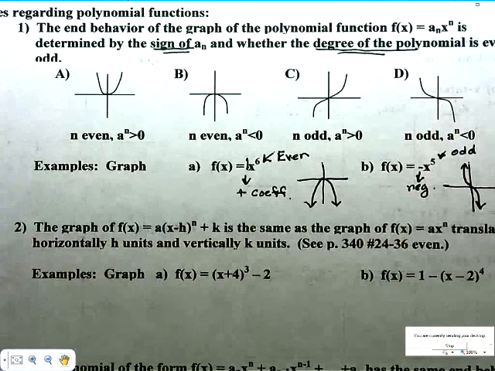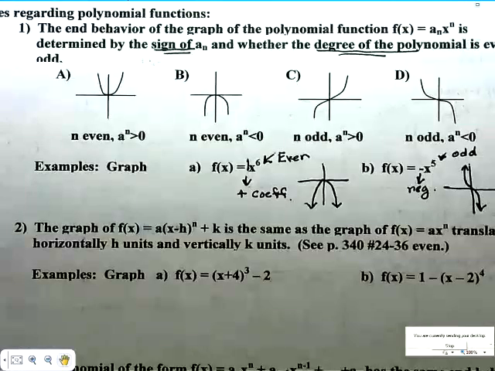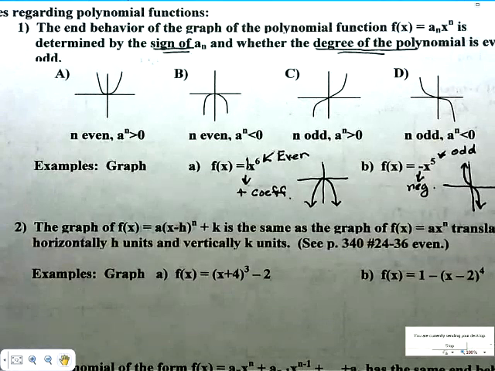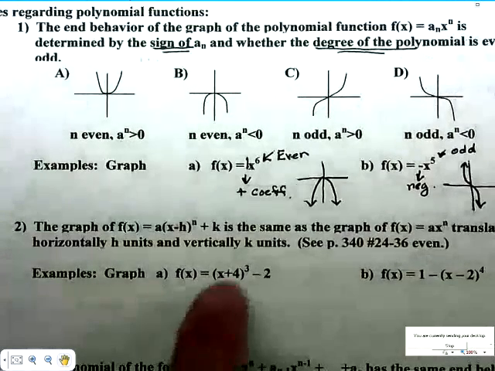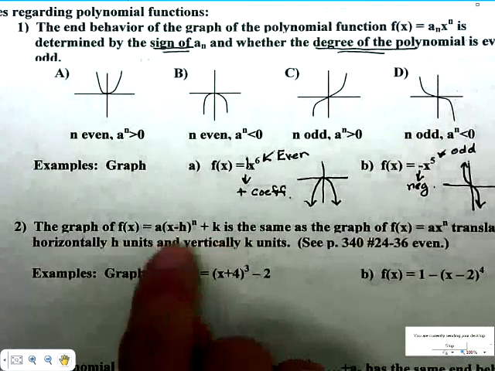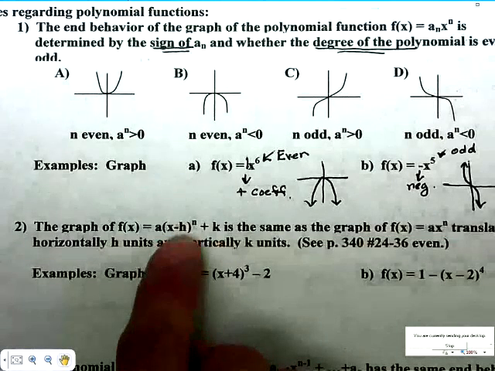The other information that we need to get a better graph is what we already know about horizontal and vertical translations. Whatever is added or subtracted inside the parentheses, that's your horizontal shift, and your horizontal, yes ma'am?